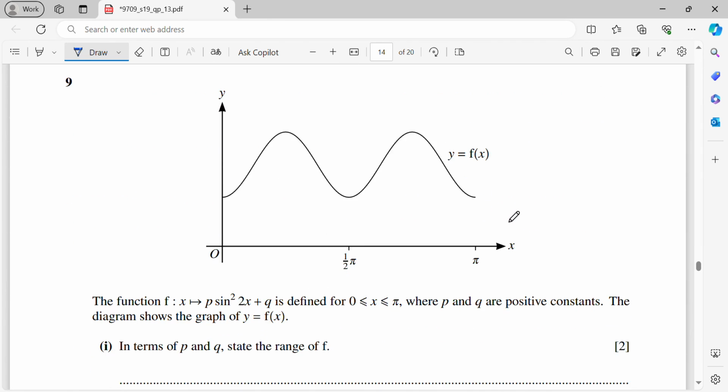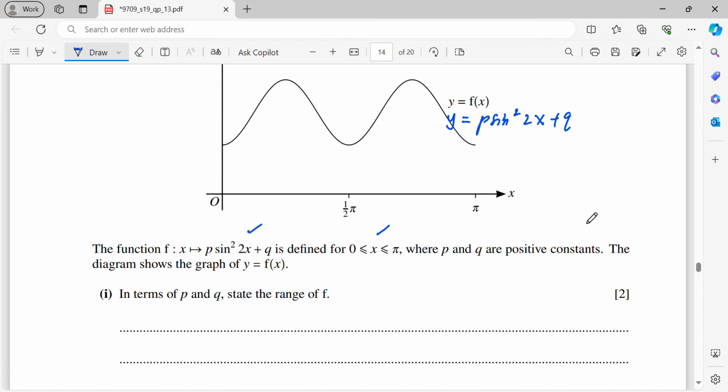Okay, question number 9. The function f(x) = p sin²(2x) + q is defined for x from 0 to π, where p and q are positive constants. The diagram shows a graph of y = f(x). So it's given here. This is basically p sin²(2x) + q. Now, in terms of p and q, state the range of f.